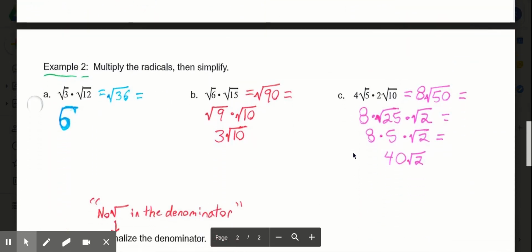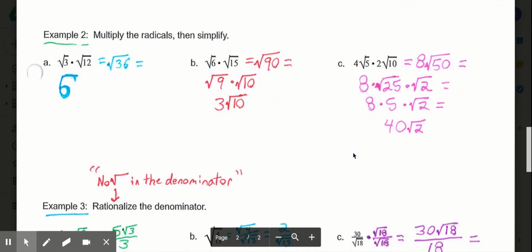Now, example 2, this type of set here, asks us to multiply the radicals, then simplify. So in this case, if we have a radical times a radical, square root of 3 times square root of 12, that simply becomes the square root of 36. Then we can apply a perfect square. Square root of 36 gives us a final answer of 6.